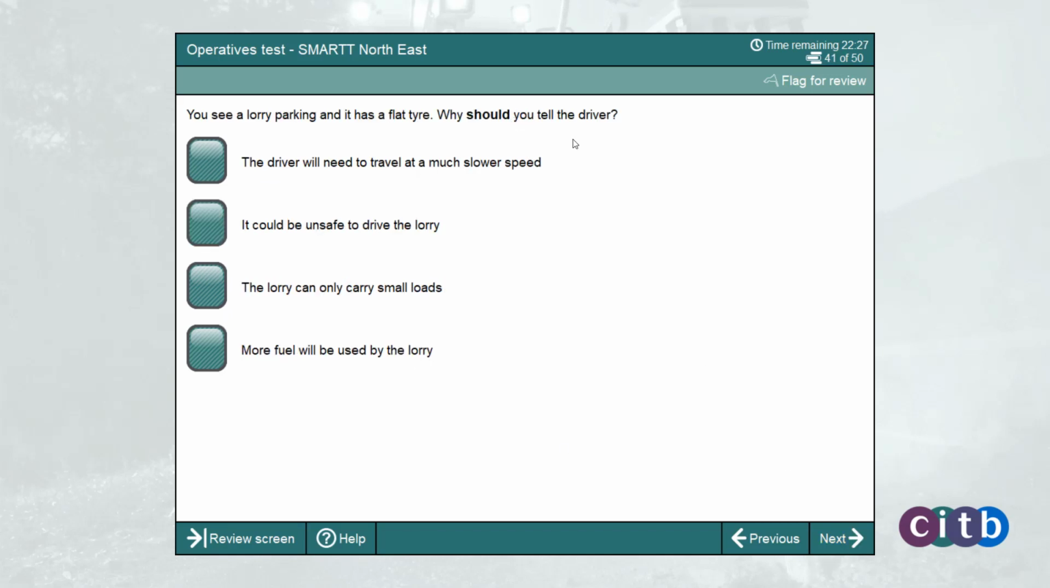You see a lorry parking and it has a flat tire. Why should you tell the driver? The driver will need to travel at a much slower speed. It could be unsafe to drive the lorry. The lorry can only carry small loads. More fuel will be used by the lorry.